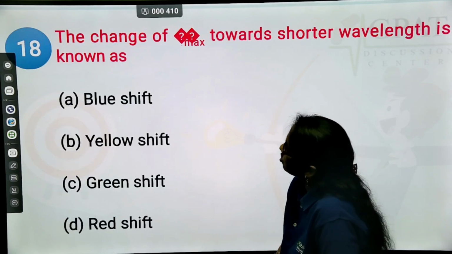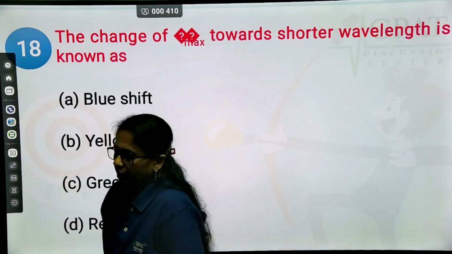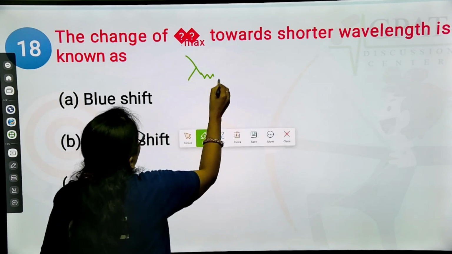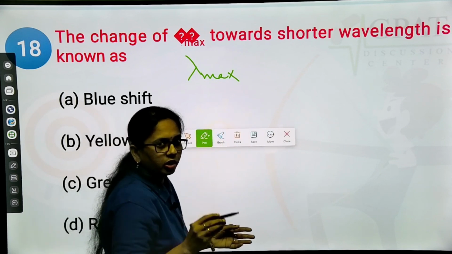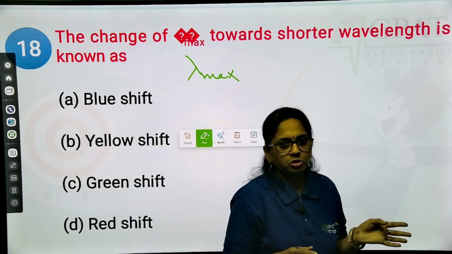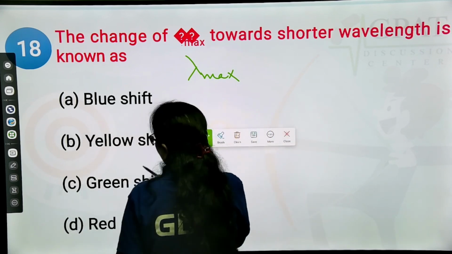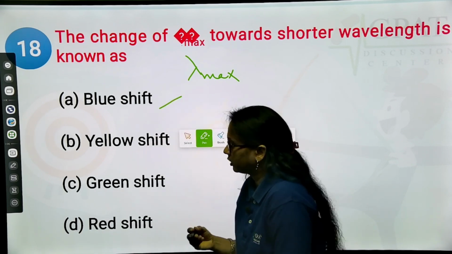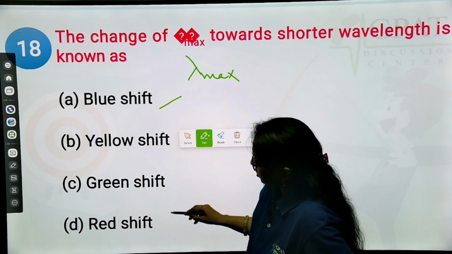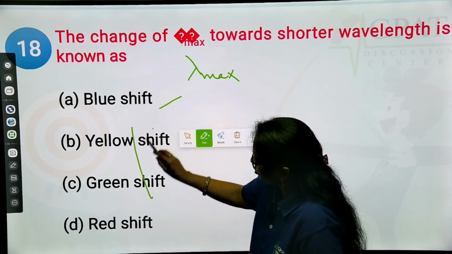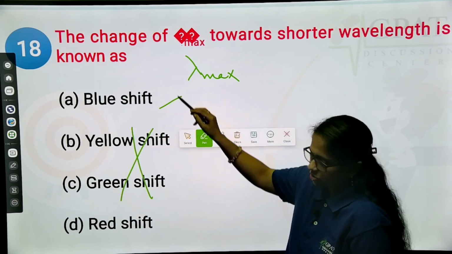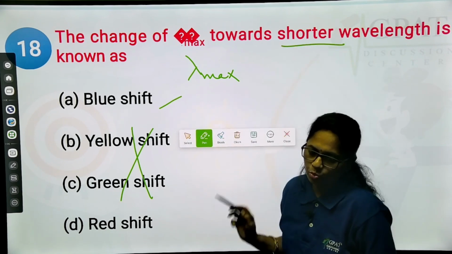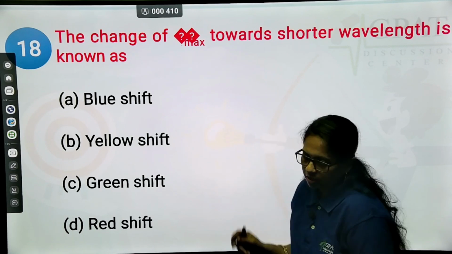Now let us see the next question, the change of the lambda max towards the shorter wavelength. Towards a longer wavelength it is called red shift or bathochromic shift. Towards the shorter wavelength it is called blue shift, because blue color means shorter wavelength. The options given are blue shift, yellow shift, green shift, red shift. Only red shift and blue shift cause confusion. Towards the shorter wavelength is always blue shift, also called the hypsochromic shift.